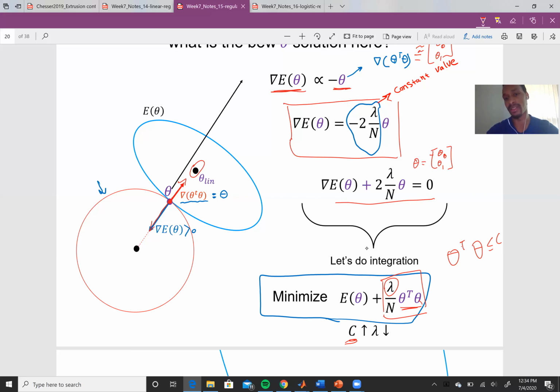And so that's what this is doing, and that gives you a little bit of intuition as to how this is going to regularize the solution and pull it away from that absolute minimum. Any questions on that?